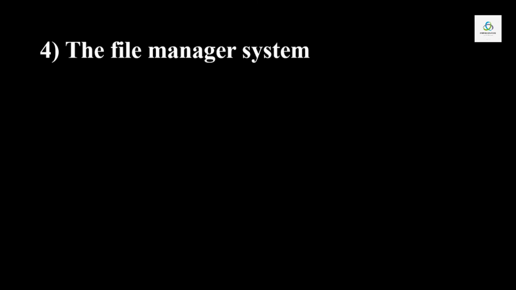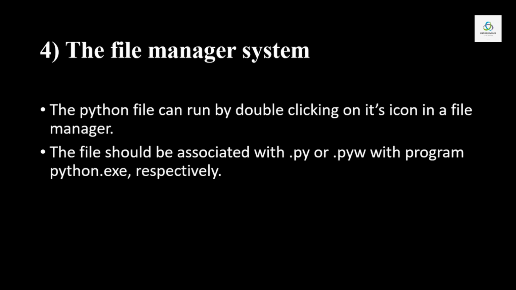The next method is the file manager system. This is the last method, and in this method the Python file can be run by double clicking on its icon in a file manager. The file should be associated with .py or .pyw with the programs python.exe and pythonw.exe respectively.